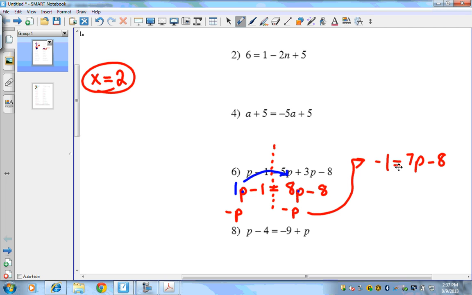So from here, notice that nothing else has a p attached to it, but this negative 1 and this negative 8 do. So in order to get p all by itself, I'm going to take the negative 8 and just move it over here. So when I do that, I'm going to add 8. I'm going to add 8. That cancels. And I get 7 is equal to 7p. Now from this point, it should be pretty simple. You're going to divide by 7, and p is equal to 1.